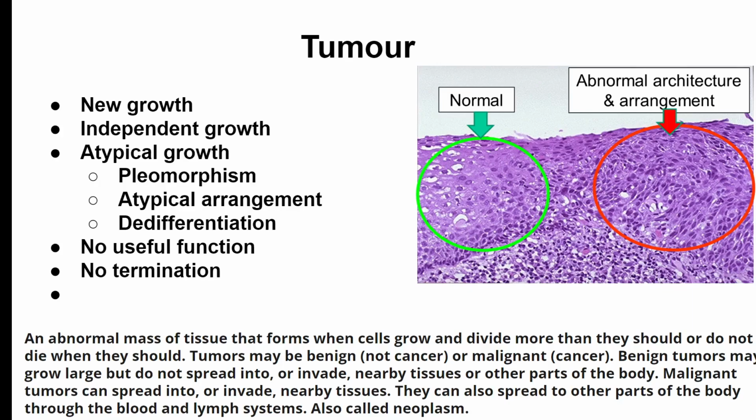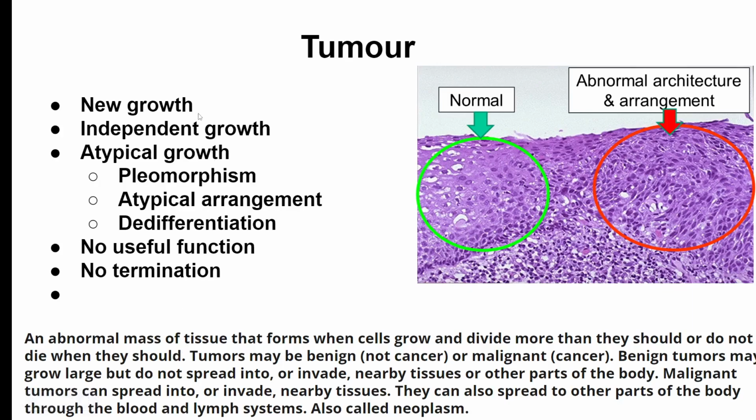And hence, translating the arbuda as a neoplasm may not be absolutely correct. Whereas a tumor, the word tumor, refers to an abnormal mass of tissue that forms when cells grow and divide more than they should or do not die when they should. Now, this is the current description of a tumor. That means they do not have the dependency. Either they do not divide or divide more than what they are supposed to do, or they do not die when they are supposed to die.